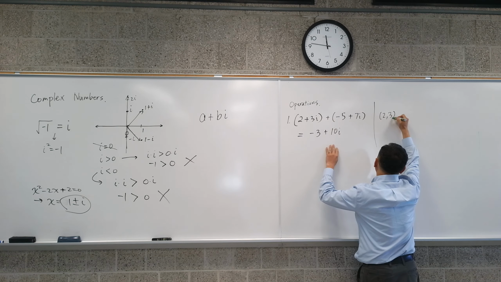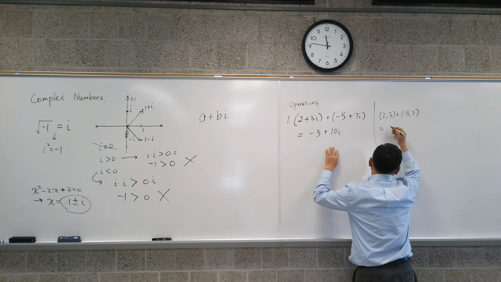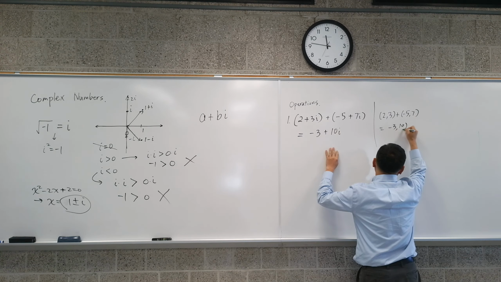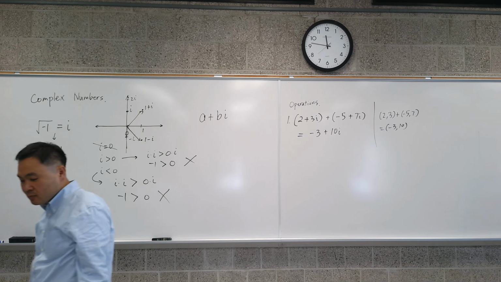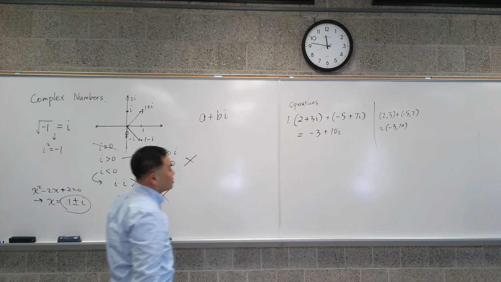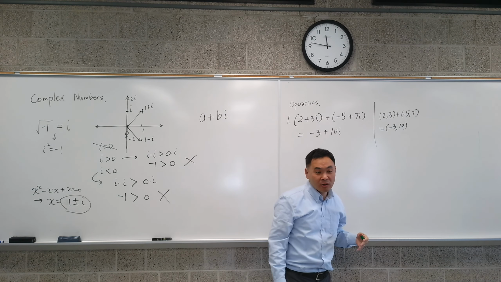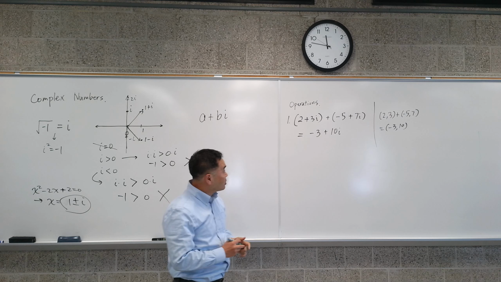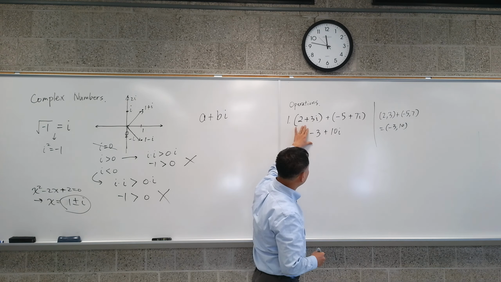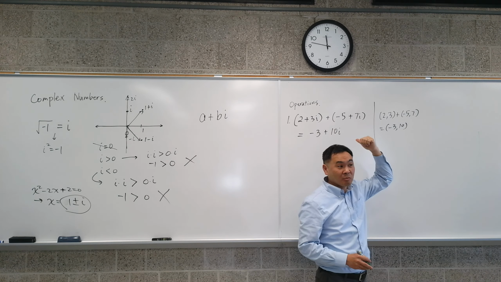If you have (2, 3) plus (-5, 7), right? Then you would be doing -3 and 10. So there's a one-to-one correspondence between the two. And scalar multiplication will correspond to multiplying by a real number. So when it comes to addition and subtraction, it's basically saying that anything you can do with two-dimensional vectors, you can do with complex numbers. Okay.